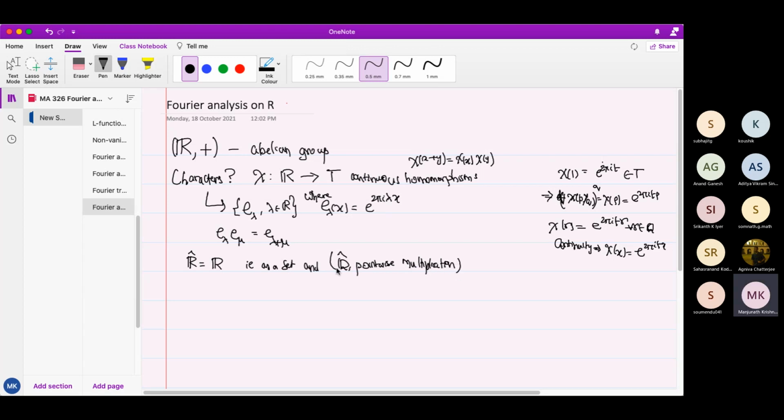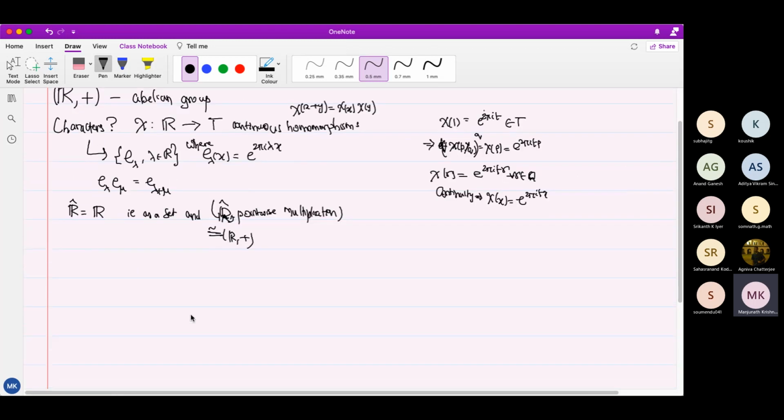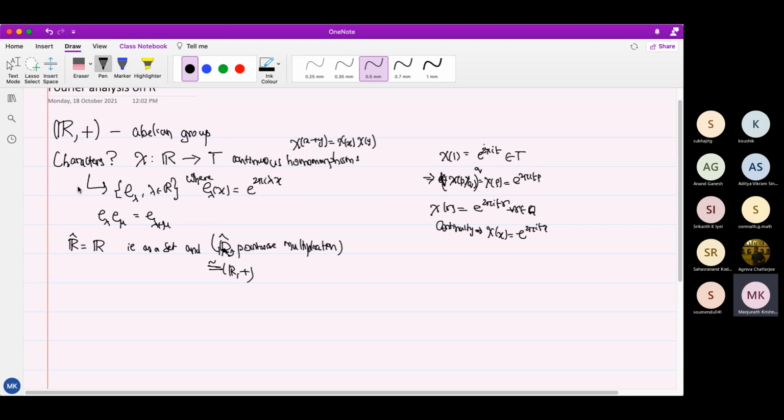So R hat consists of characters, and the group structure there is pointwise multiplication, but that is exactly the same as the real line with addition. Because of this property, that E lambda multiplication E mu is the same as E of lambda plus mu. So like with the circle, this is a bit simpler in one way: in the case of the circle the dual was Z and Z's dual was the circle. Here R hat is R itself. That is both in some ways simpler and also sometimes confusing.